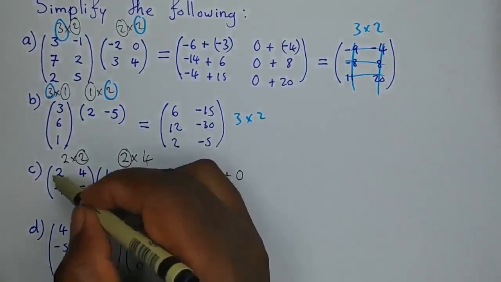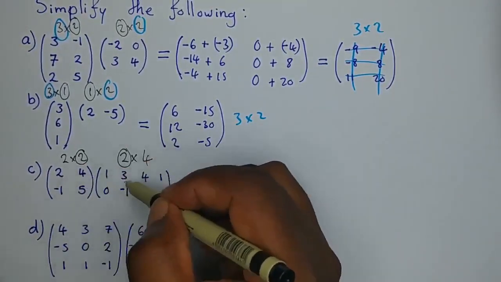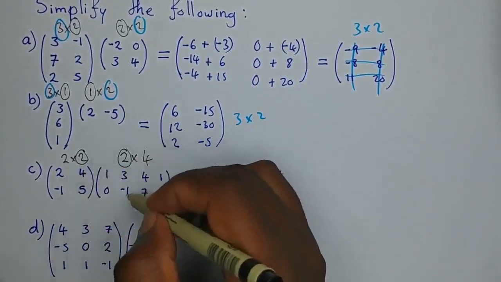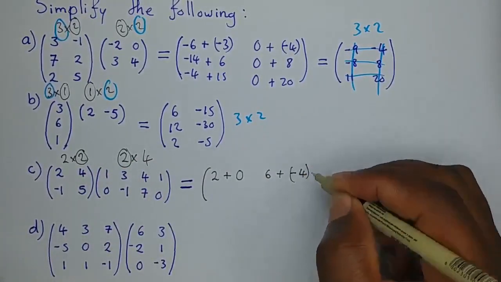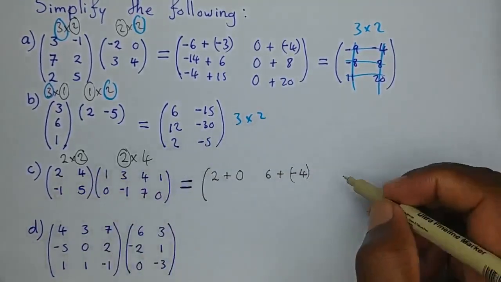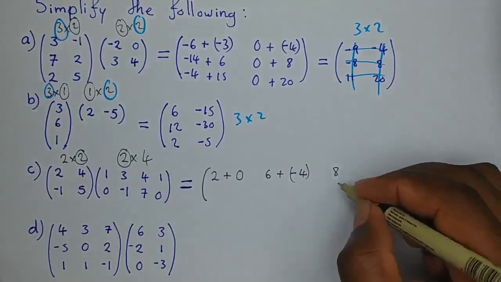Again, same thing, row by column. So this row now multiplies this column. 2 times 3, we get a 6. Plus 4 times -1, we get -4. Same thing, row by column. So this row multiplies this column. 2 times 4, that is 8. 4 times 7, that is 28.